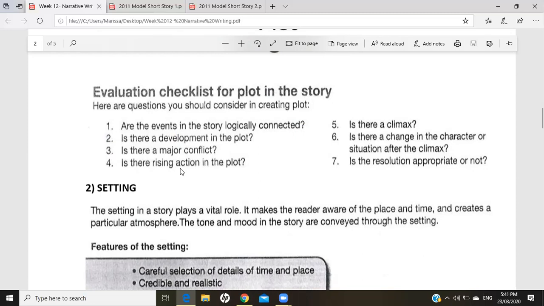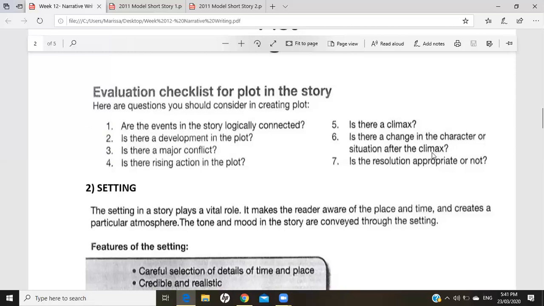So the conflict starts by the rise in action, but the peak of the conflict is where the climax is. Okay, understand. Good. Number 6, is there a change in the character or situation after the climax? So usually after the climax or all the drama takes place, maybe your character changes. So if the character was mean before, then maybe when we are reaching the end of the story, the character changes for good. So is there a change in the character or the situation?